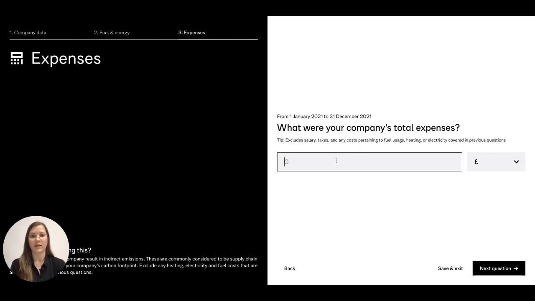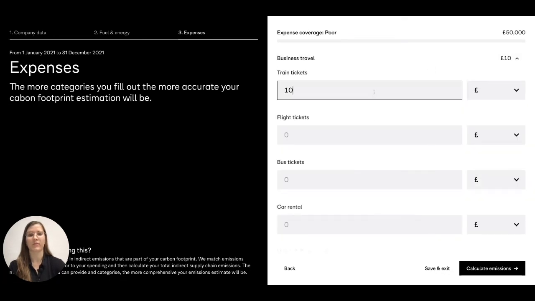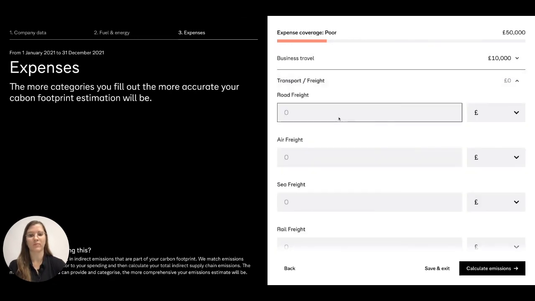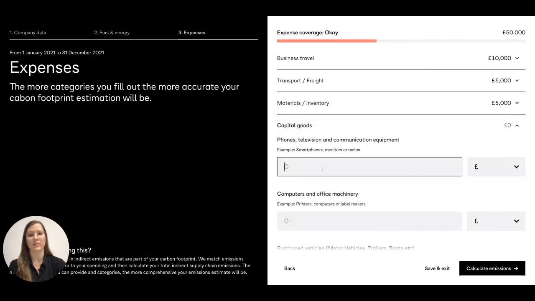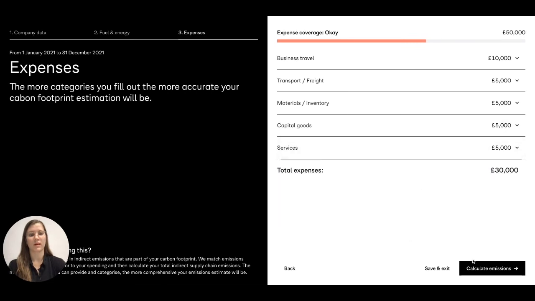So if we start adding expenses, first we add the total, and then we can start mapping. You can also see how much of your total expenditures you have mapped. So you can add in these different categories. And then calculate emissions.